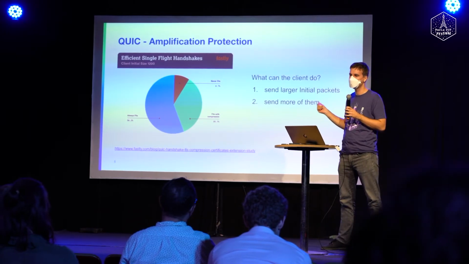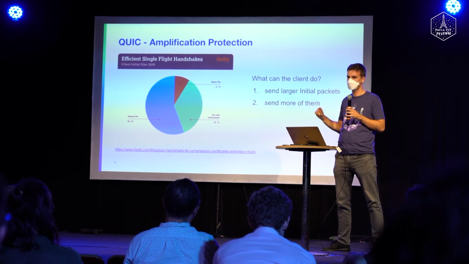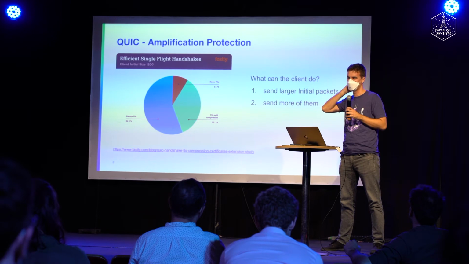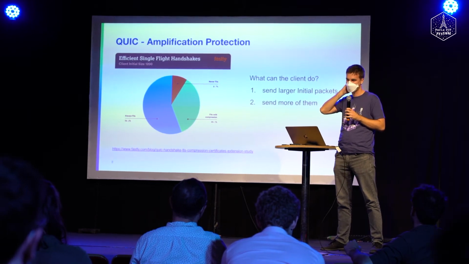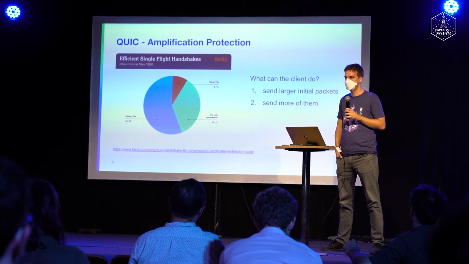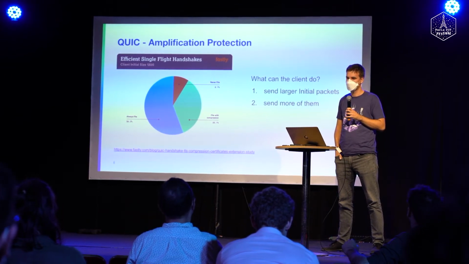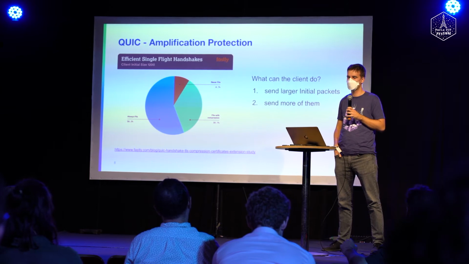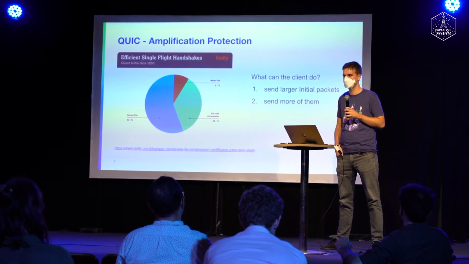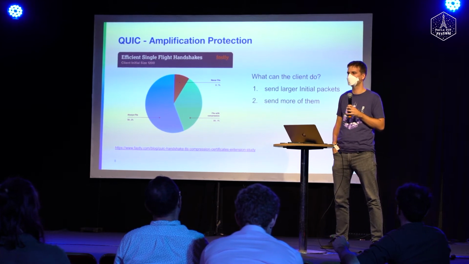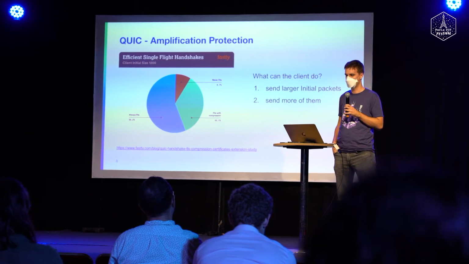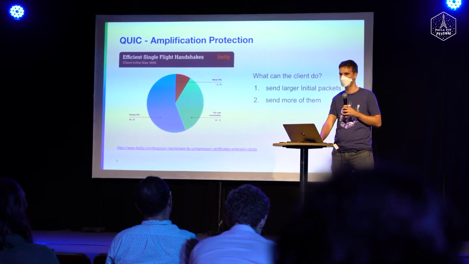So there is a sweet spot between those 1200 bytes minimum and these 1500 bytes maximum packet size. And Google has done some measurements. They found out that sending a packet that has 1280 bytes apparently is the sweet spot, and you get really good success rates. So this is what Google Chrome would do, and what the QUIC implementation that I've been working on also does.